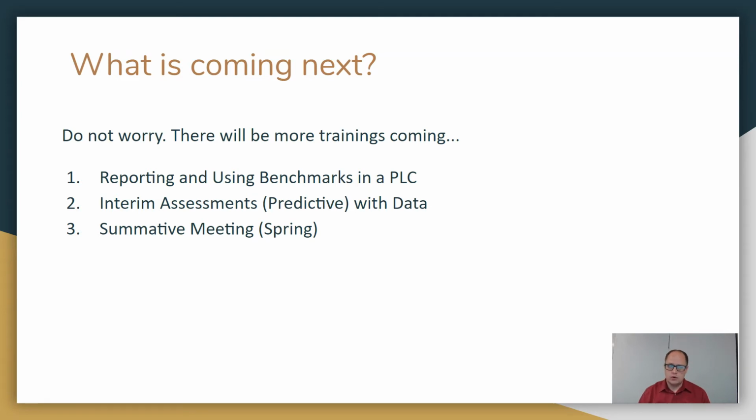The second thing coming up, we will be talking about the interim assessments that are actually predictive, that would give you a rough score. Instead of giving a score of 7 out of 10, we're going to give your students scores of 1, 2, 3, 4, just like the actual summative test would be. And we'll also be having a summative spring meeting. That one might be recorded as well, but it will be in person, face-to-face.